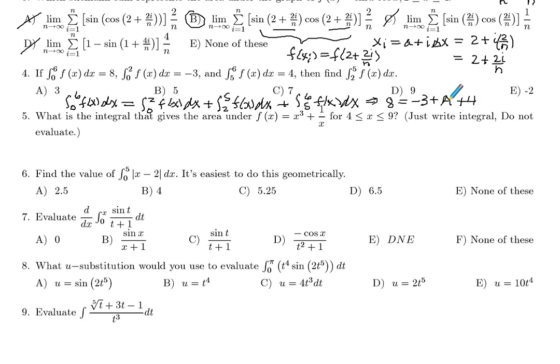So now solve for our area. Negative 3 and positive 4 is a positive 1. So this is saying 8 equals A plus 1. And then bring that over as a negative. So A has to equal 7. Subtract 1 on both sides. So C.